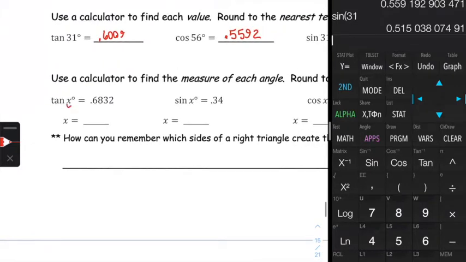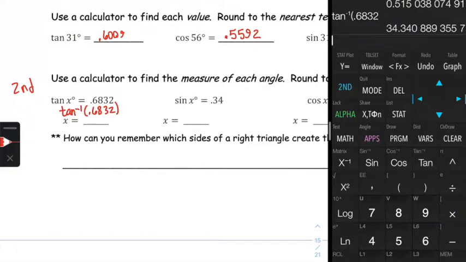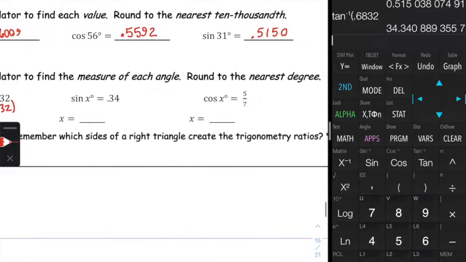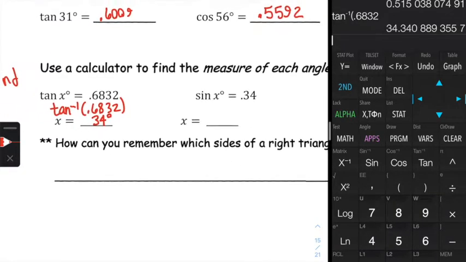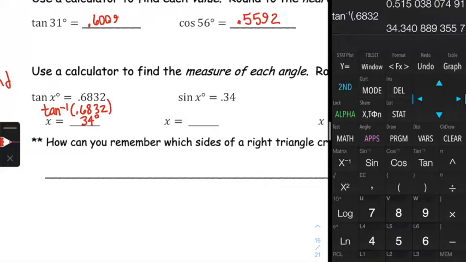To work backwards for the angle, we're going to hit the second button on these here. So this will be second tangent, and that'll look kind of like this right here. It looks like tangent raised to -1. That's just called the inverse. So tangent inverse, and then we're going to type that decimal in, and this will work backwards for the angle. So you hit second tangent, 0.6832. And that's about 34 degrees, and they want us to round to the nearest degree. So yep, 34 degrees, and then put a unit right there. The unit is the degrees.